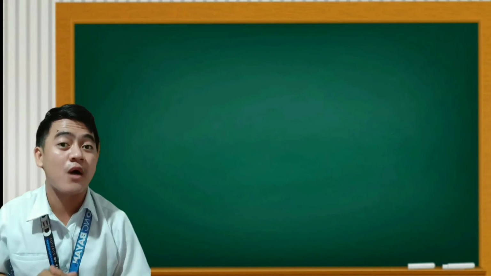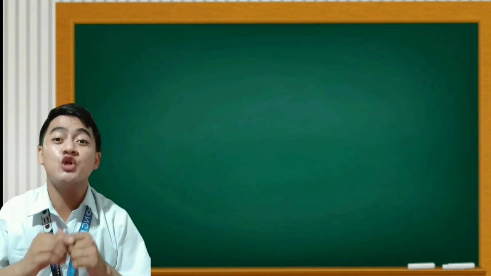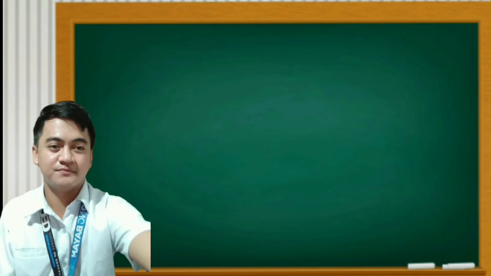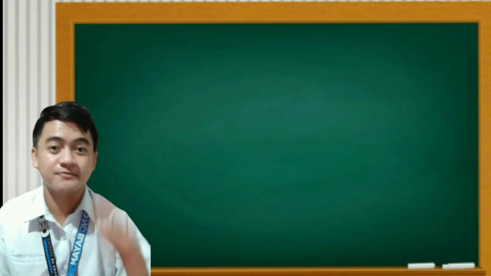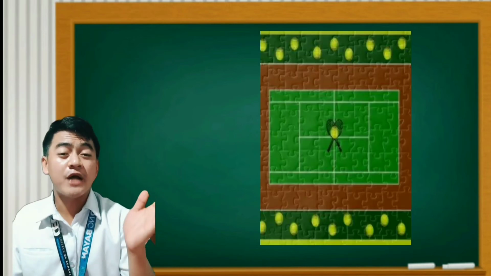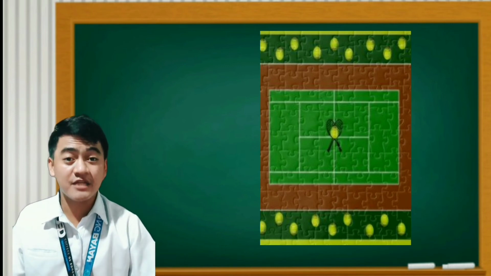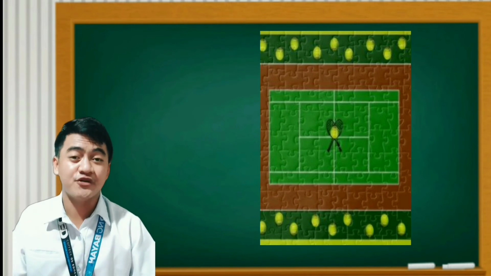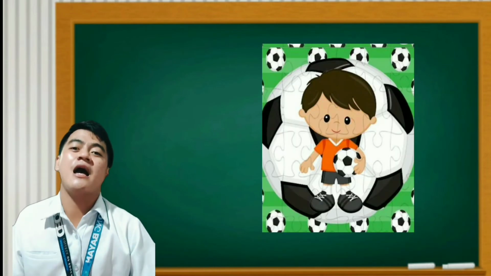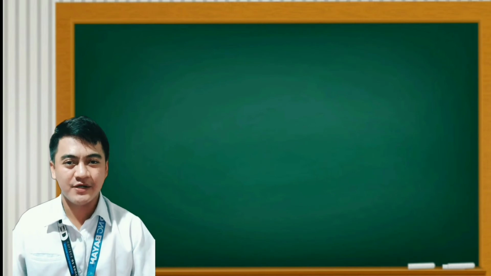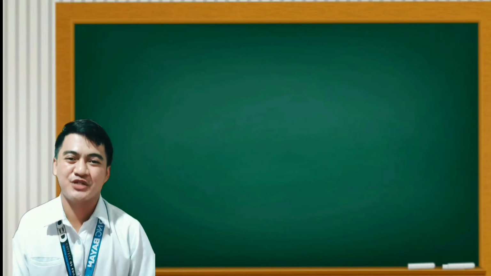But before we proceed to our short video presentation, may I see the work of group number 1 and group number 3. For group number 1, we have tennis. So tennis is a racket sport that can be played individually against a single opponent. And for group number 3, we have soccer, or usually called association football. Okay, now we proceed to our short video presentation.